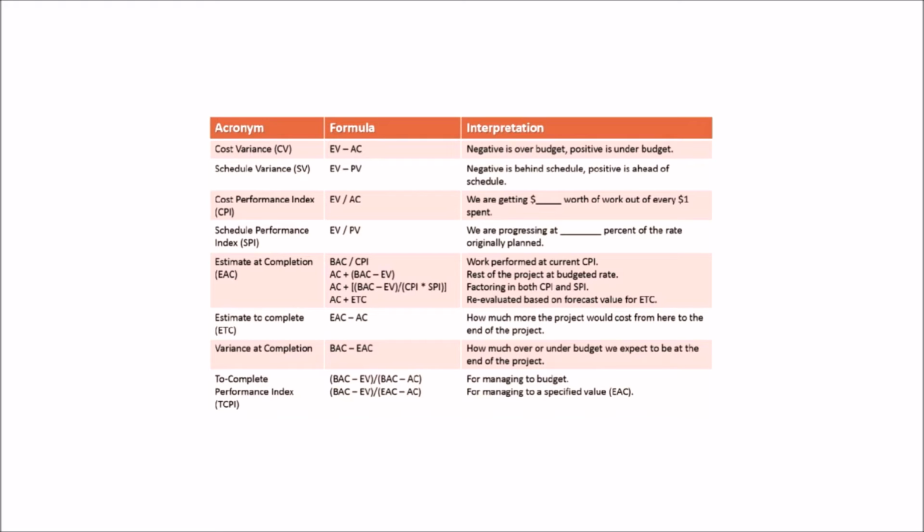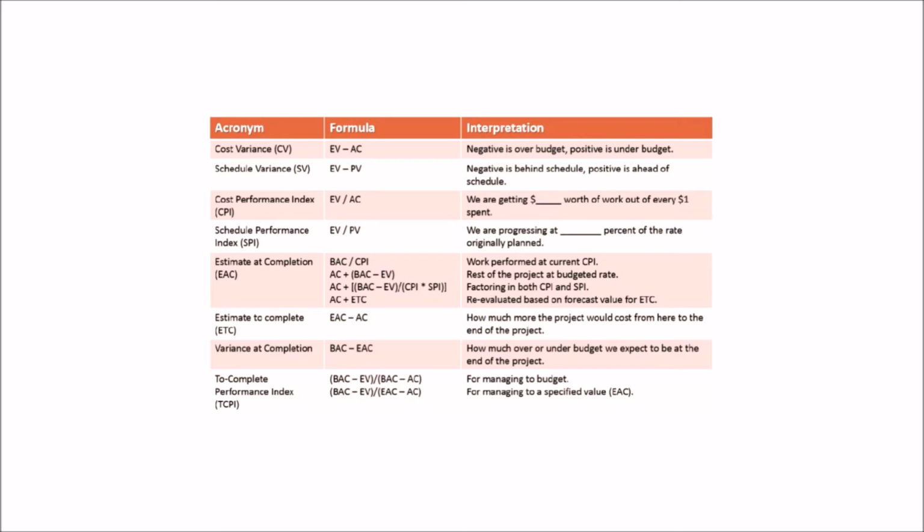Cost Performance Index, CPI, is calculated by dividing EV by AC. This indicates how much worth of work we are getting out of every $1 spent. Schedule Performance Index, SPI, is calculated by dividing EV by PV. SPI indicates at what rate the project is progressing against the originally planned.